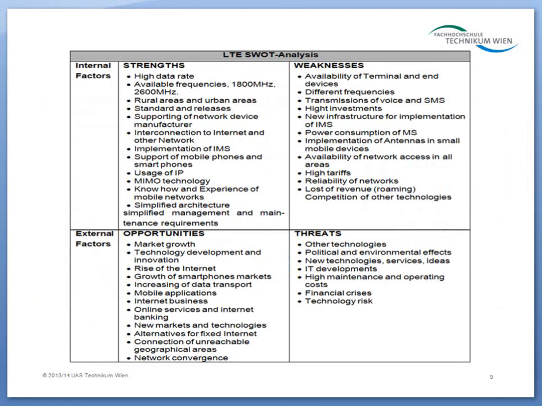Here we have the LTE SWOT analysis, and it has four parts. Strengths and weaknesses are internal factors, and opportunities and threats are external factors. For example, high data rate, available frequency, rural area and urban area, standards and releases, supporting of network device manufacturers, and etc.